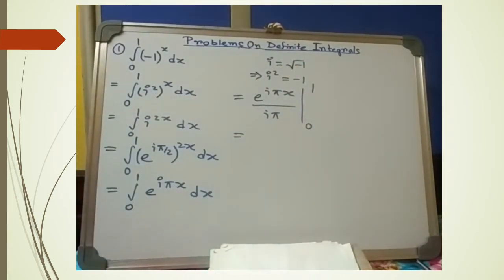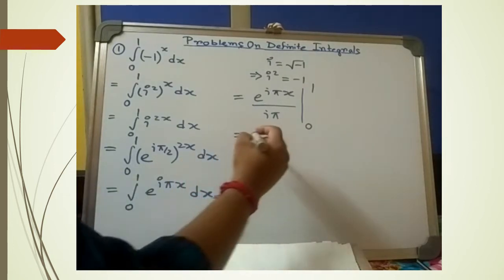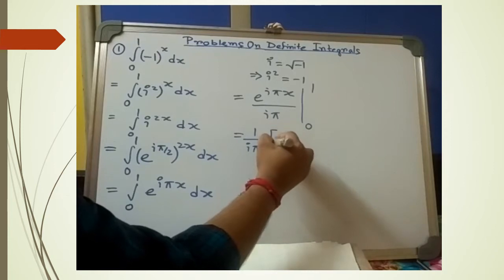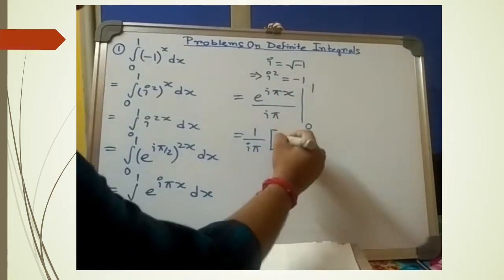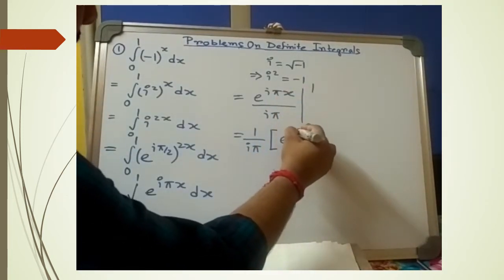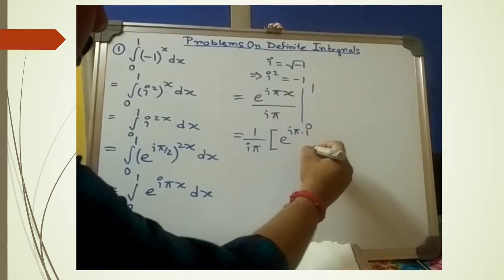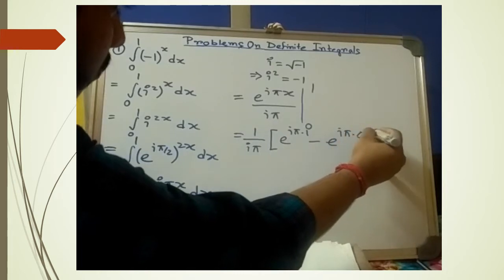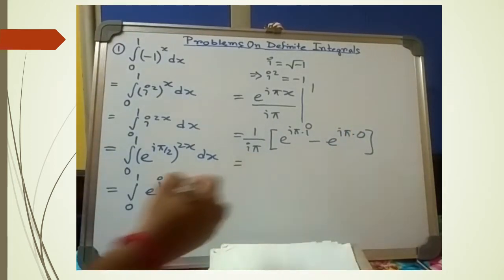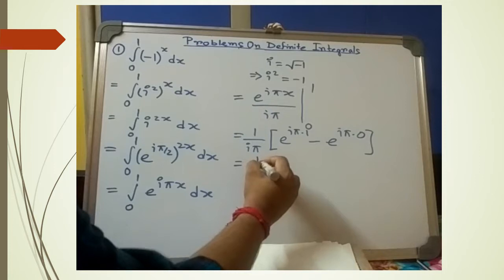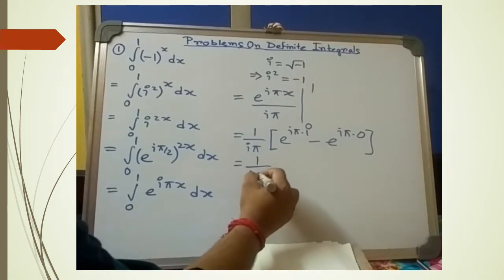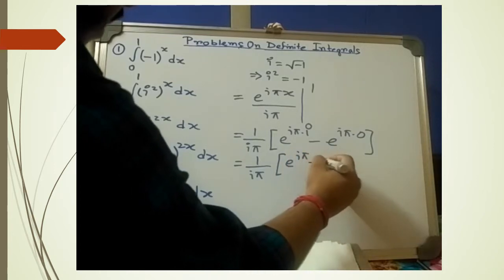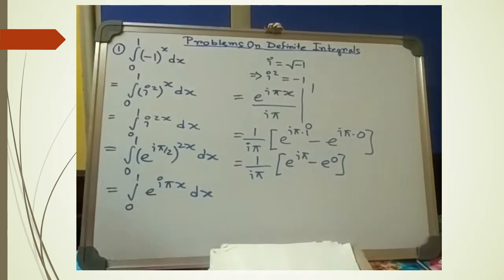Now we can put this lower limit and upper limit. We get 1 upon i pi times (e to the power i pi into 1 minus e to the power i pi into 0). So 1 by i pi times (e to the power i pi minus e to the power 0).